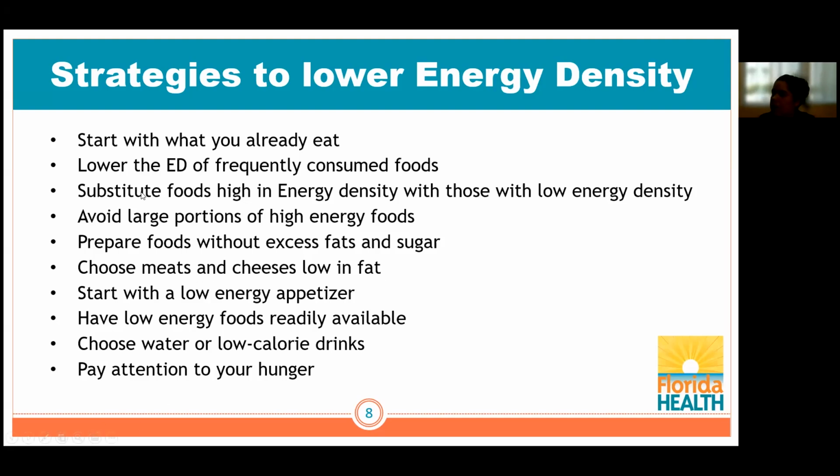The next thing is to substitute foods with high energy density with those with low energy density. So it can be simple things. So maybe instead of eating chips, you eat something like popcorn, or instead of eating ground beef, you switch to ground turkey or ground chicken. That will also lower the energy density.